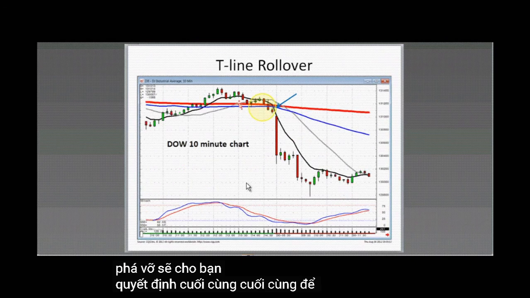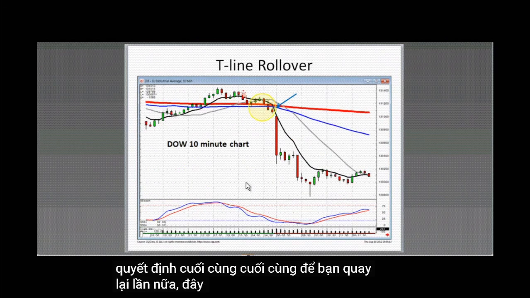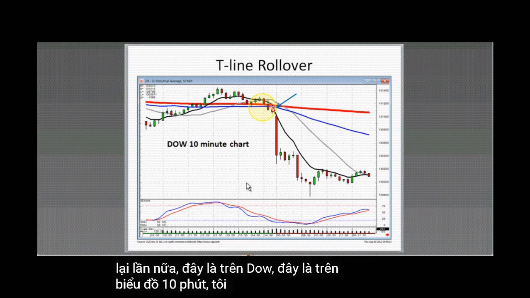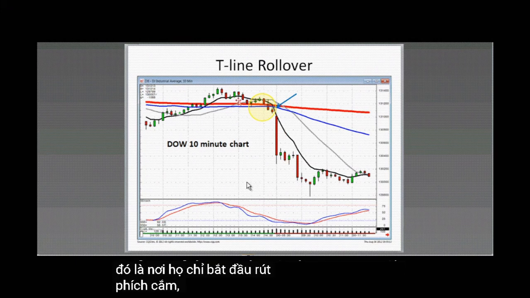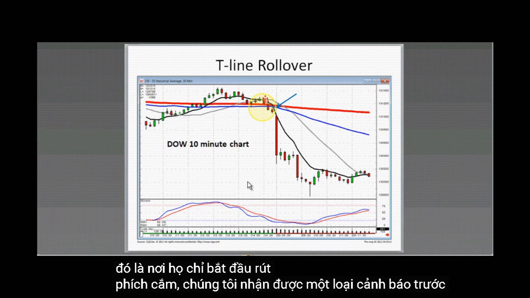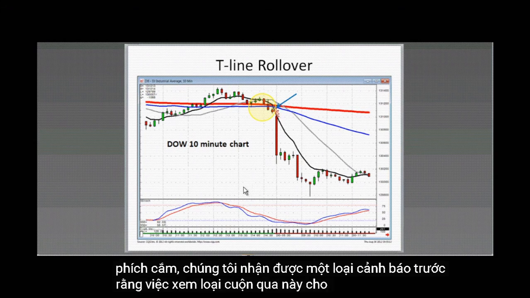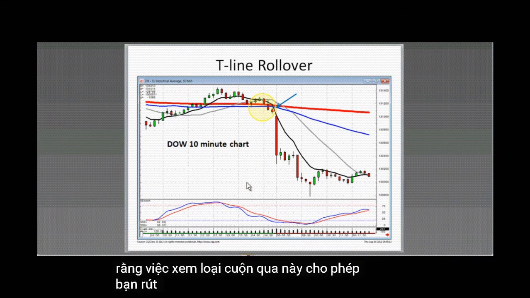decision. The rollover, again, this is on the Dow. This is on the 10-minute chart. I think even today, looks like today, rollover and then bang. That's where they just start pulling the plug. We get kind of a forewarning of that. Seeing this kind of rollover allows you to go short on your YMs.